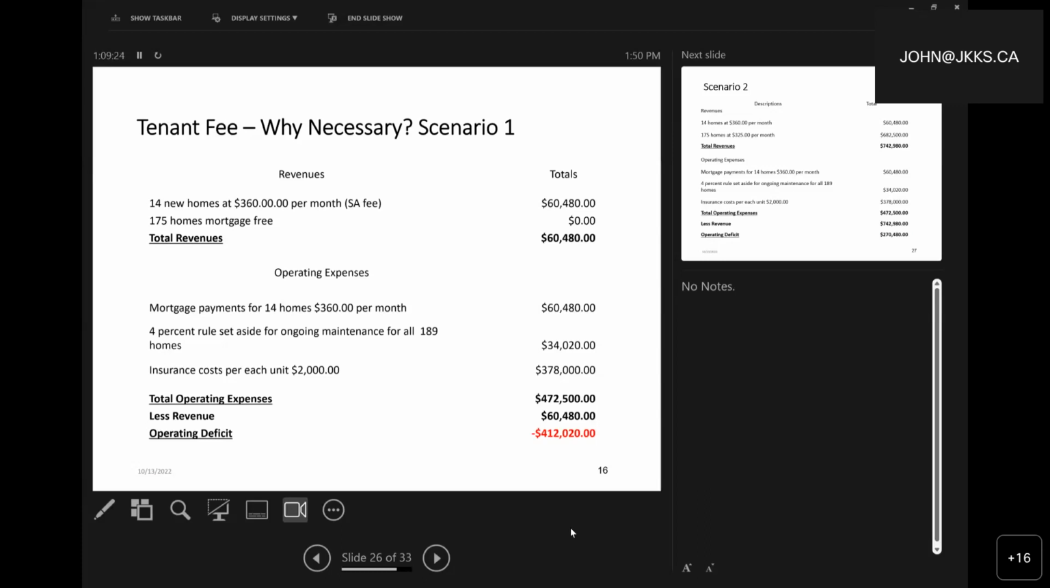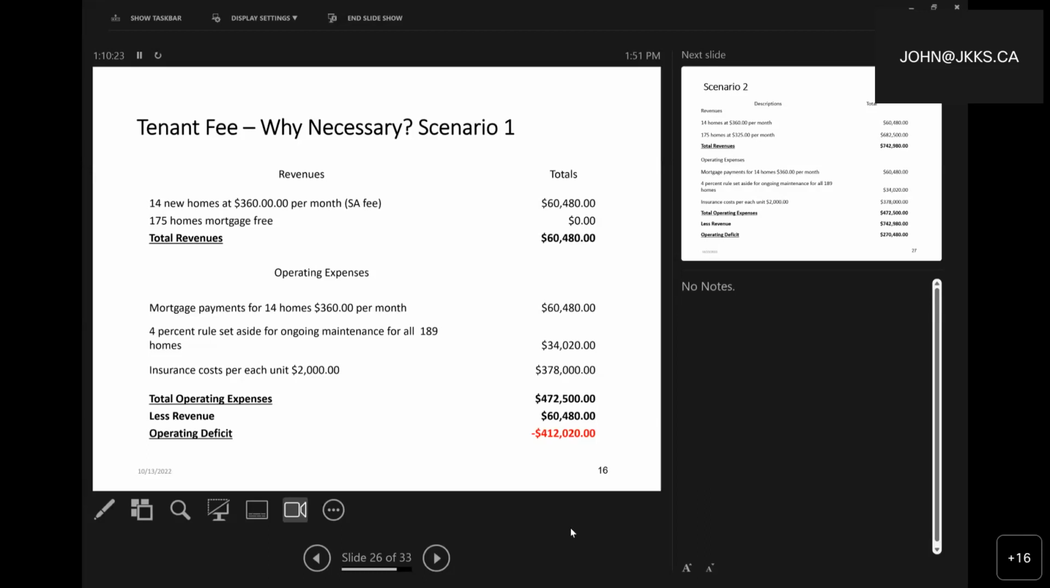So based on the 360, they are bringing in total revenues of $60,480. But we know, right, that there's operational cost. So we know that the mortgage payments, which the SA was based on in this community, so they based the minimum revenue contribution on the mortgage payment. In this case, it was $660,180. But we also know that you need to do your set-asides, right? So the set-asides, we are going to use the 4% rule. You set aside for ongoing maintenance for all 189 homes. So, right, windows, doors, furnace, appliances, water tanks. That set aside should be in the kitty of $34,020. And we know insurance is quite expensive. And so that was 378.